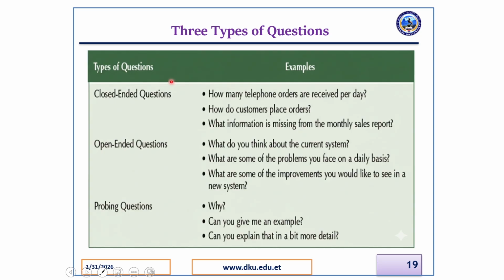Closed-ended question examples: how many telephone orders are received per day? How do customers place orders? What information is missing from the monthly sales report? And the other type of question is open-ended questions. What do you think about the current system? What are some of the problems you face on a daily basis? And what are some of the improvements you would like to see in a new system?